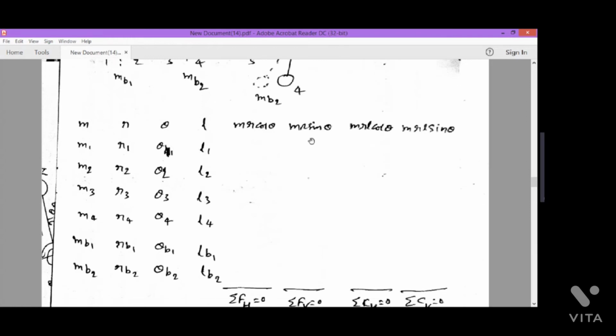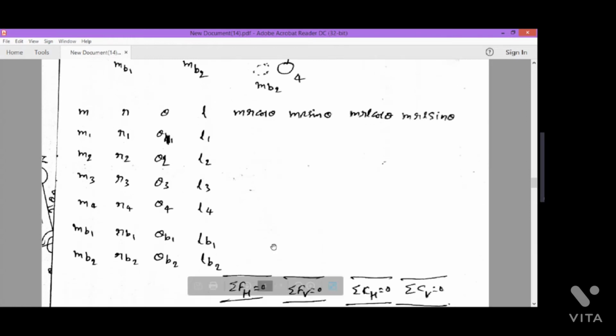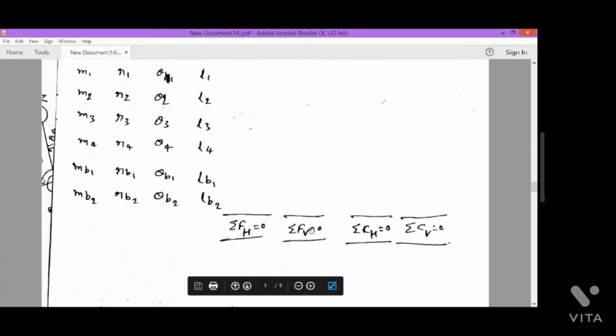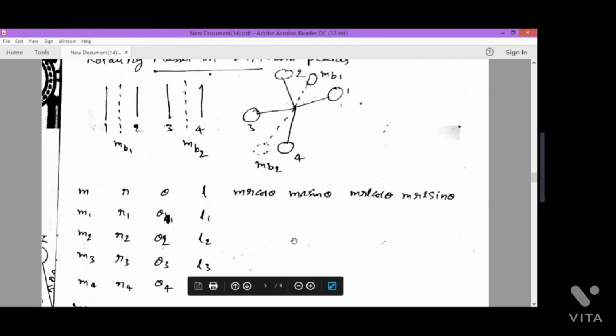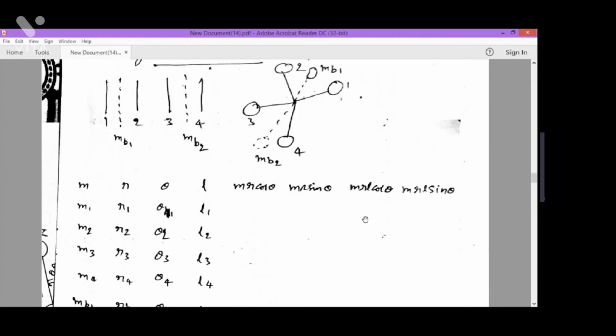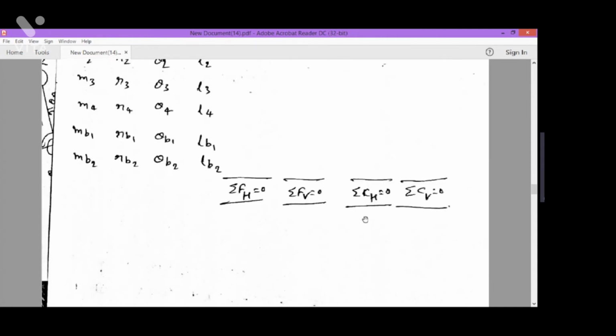The remaining procedure is the same. The net horizontal force is 0, the net vertical force is 0, the net couple horizontal is 0, the net couple vertical is 0. Solve these 4 equations, you will get the unknown parameters. So whenever the masses are on different planes, and if it is necessary to add balancing masses, we have to add 2 balancing masses on 2 different planes, and the couple comes into the picture here. MRL cos theta and MRL sin theta come into the picture here.